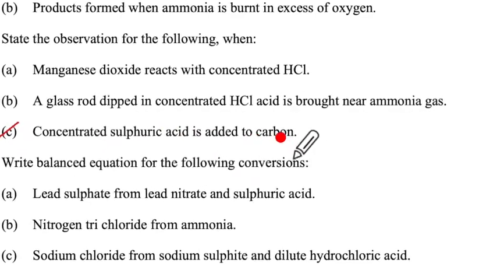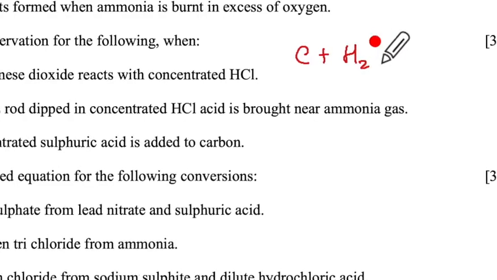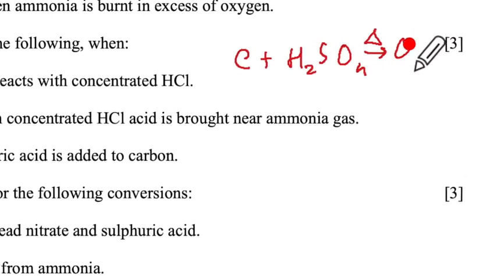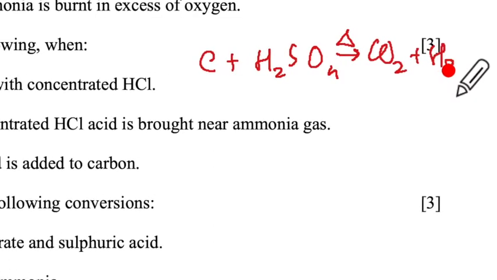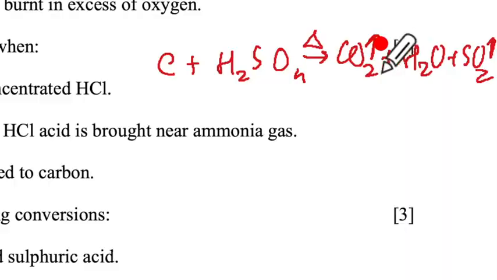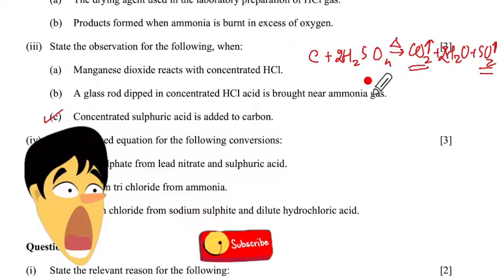Concentrated sulfuric acid is added to carbon. Now with carbon, sulfuric acid concentrated will give on heating CO2 plus H2O plus SO2 up arrow. Okay, so we balance it out like this. If you look at the reaction, there are two gases. Now this question becomes a little dubious question. Of course, CO2 will produce effervescence.